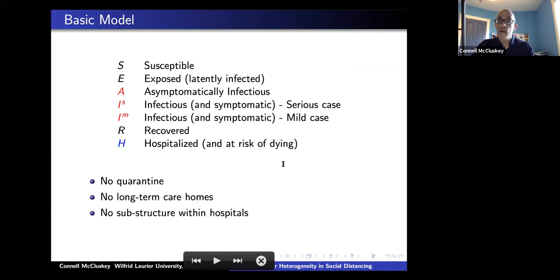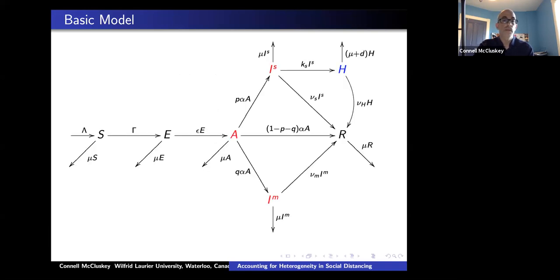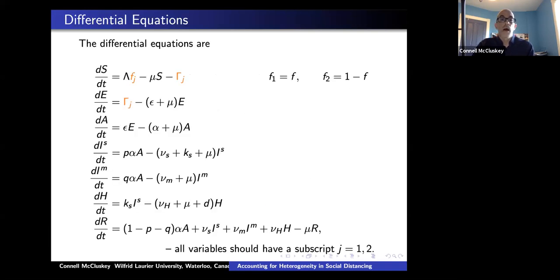Some things that are not included are clearly important, but for the purposes of looking at heterogeneity, we can leave them out. So there's no quarantine, no long-term care homes, and no substructure within hospitals. And these are things that do show up in some other models.